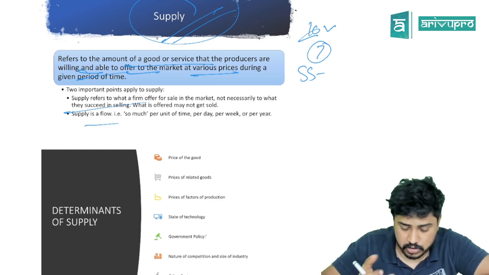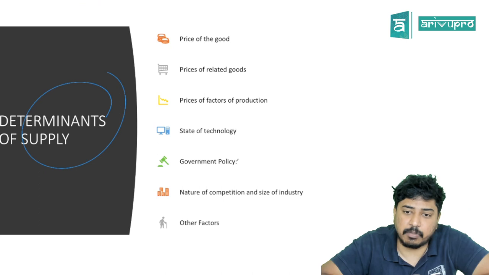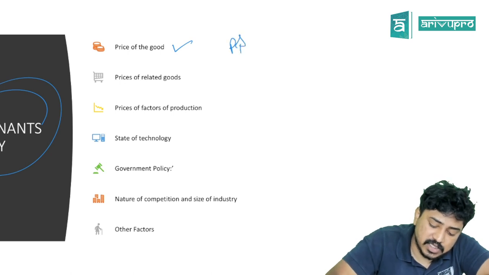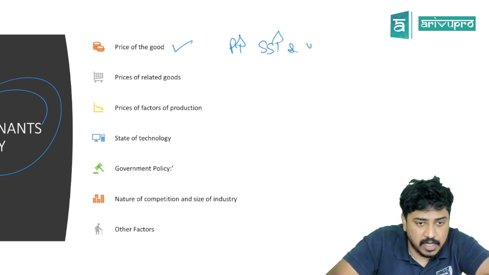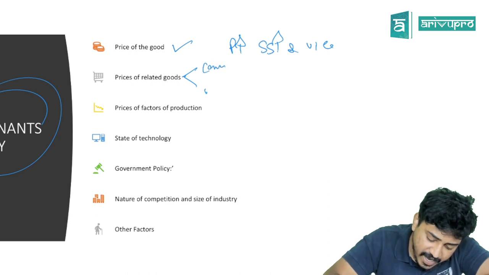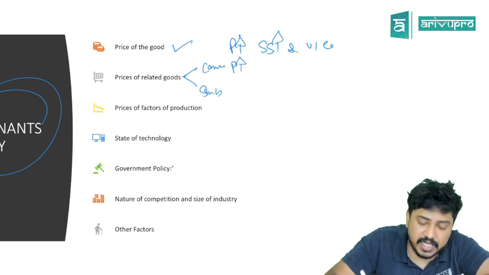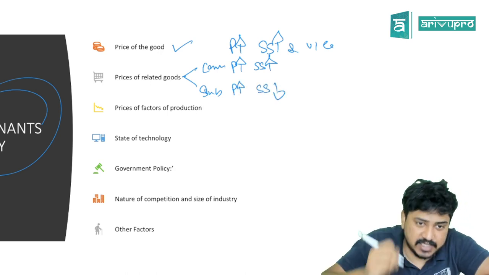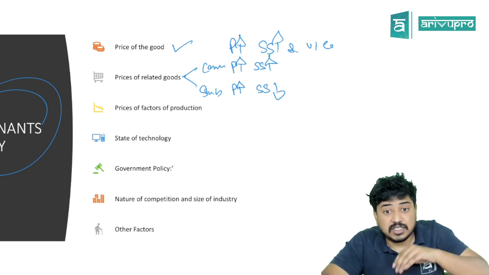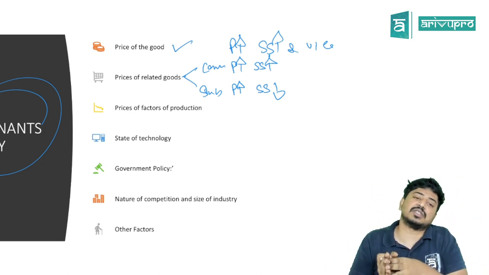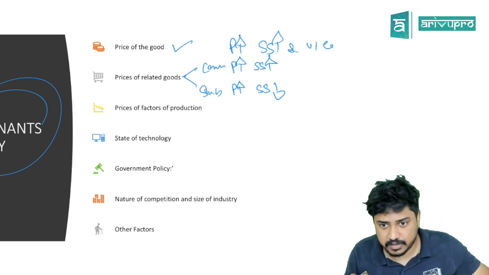Supply is also a flow concept. We studied what a flow concept is. Determinants of supply. What are the determinants of supply? Price of the goods. When price increases, supply will increase and vice versa. Prices of related goods. There are two types of related goods: complementary and substitute. What will happen when the price of complementary goods increases? Supply increases. What happens when the price of substitute goods increases? Supply decreases, because the substitute becomes more profitable than your particular product. So suppliers will prefer to supply that than your own good.